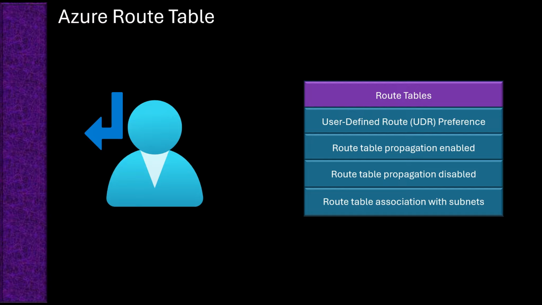Overall, by associating route tables with specific subnets, you control traffic flows on a per-subnet basis and enable complex and secure routing topologies across Azure networks.